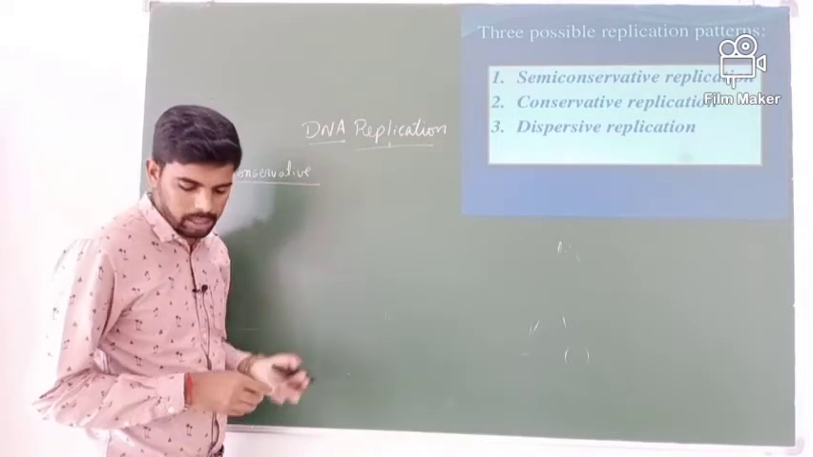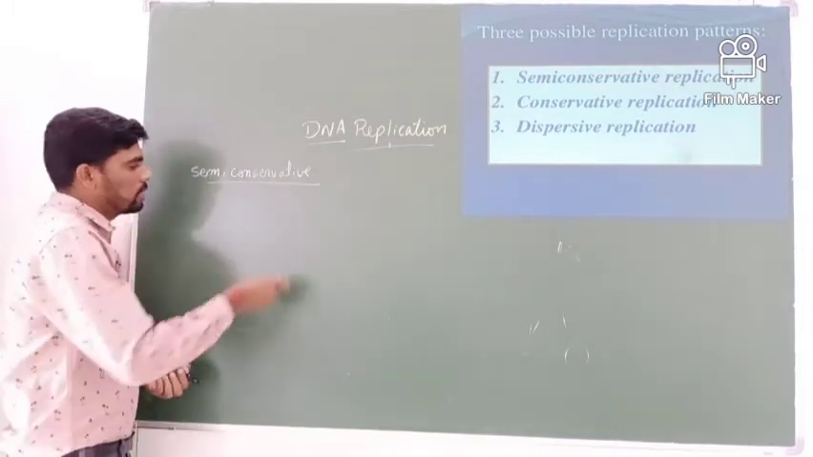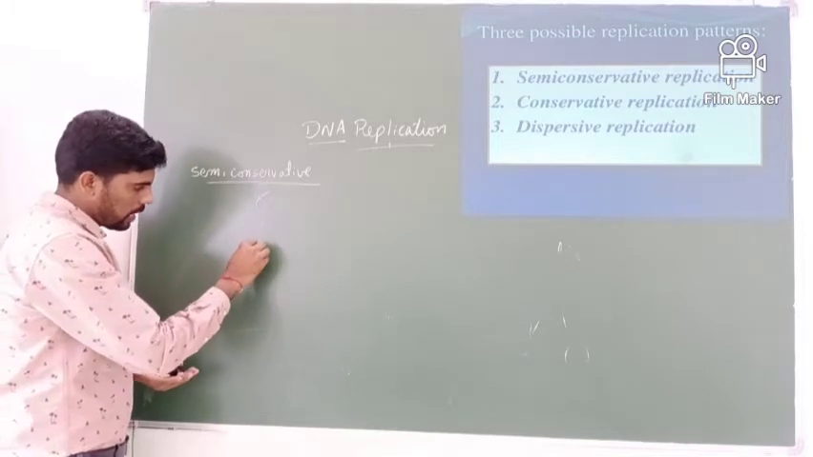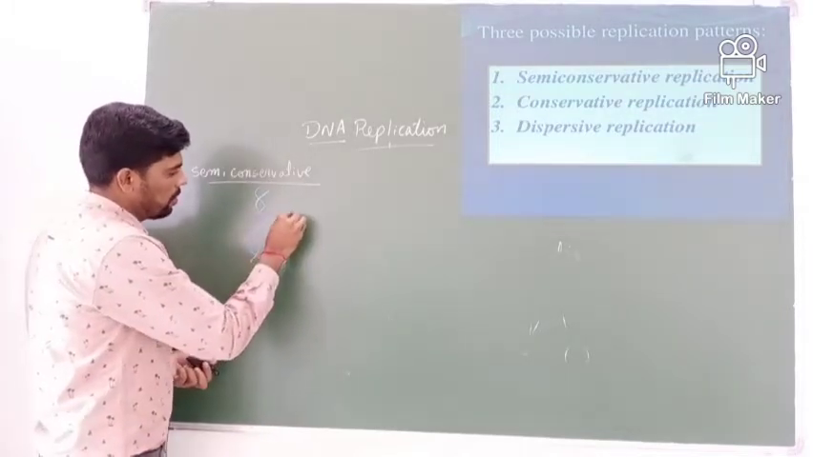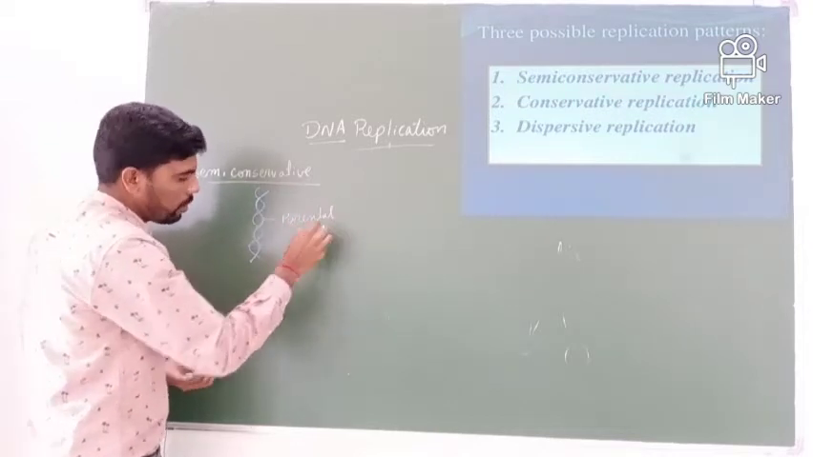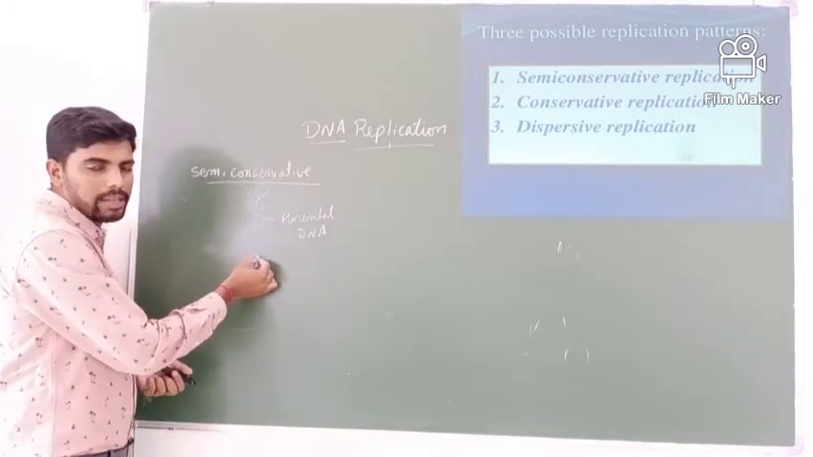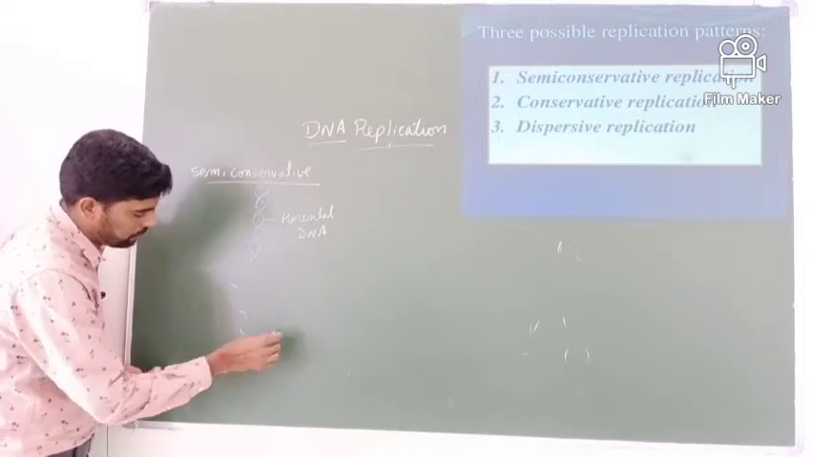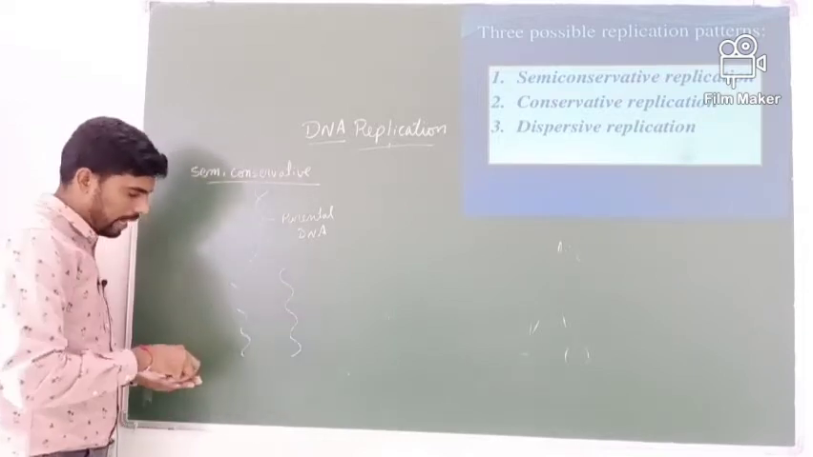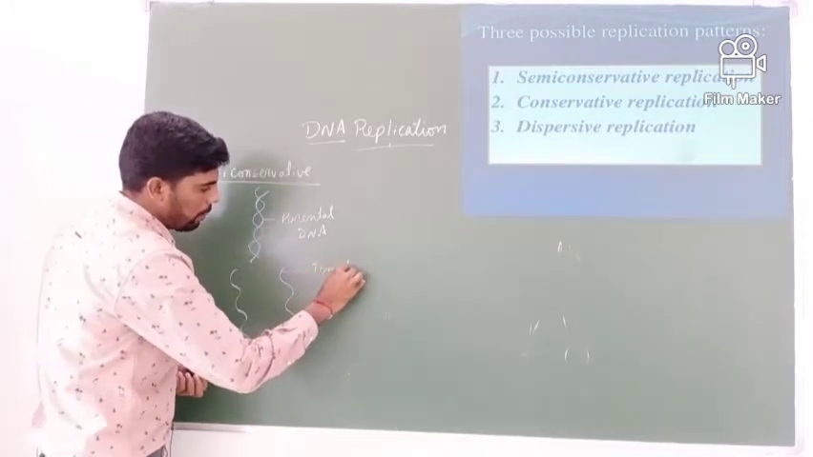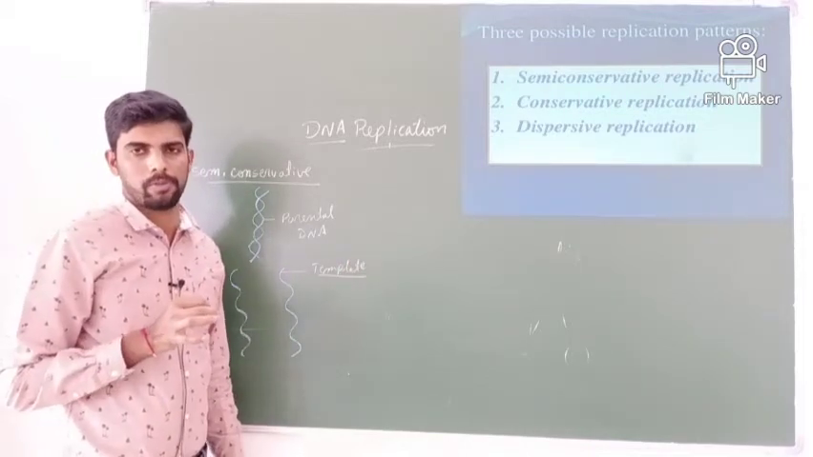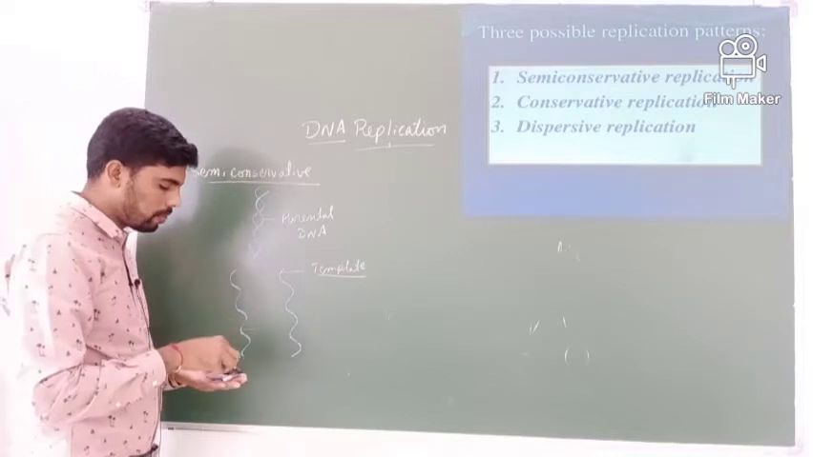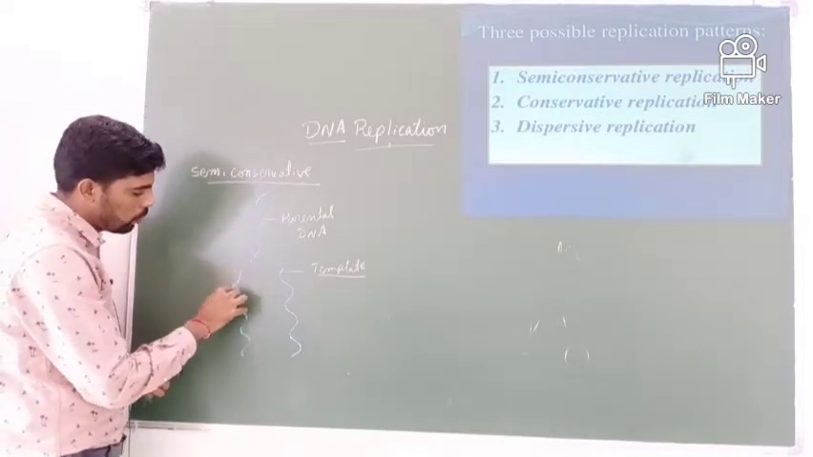Semi-conservative DNA replication means, just imagine this is the parental DNA, drawn in blue color for your identification. In the semi-conservative type, the DNA has to be double stranded, considering two polynucleotide chains or two strands. Both strands will act as a template. Template is nothing but an original copy. Both strands act as templates, and the template strands produce newly synthesized DNA.